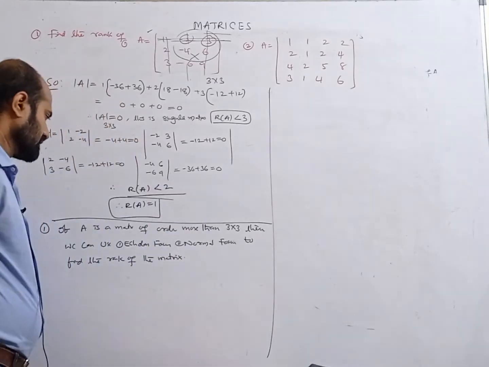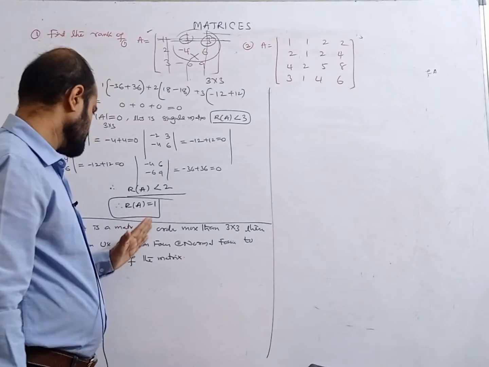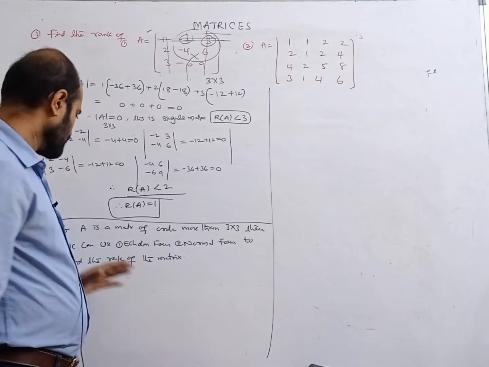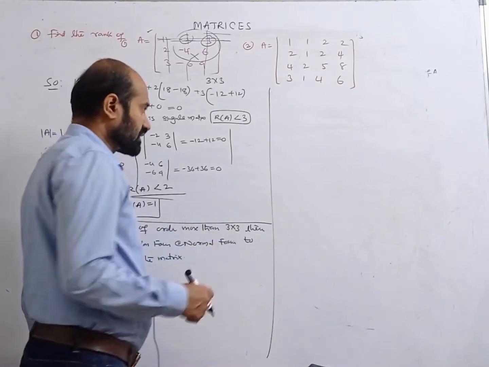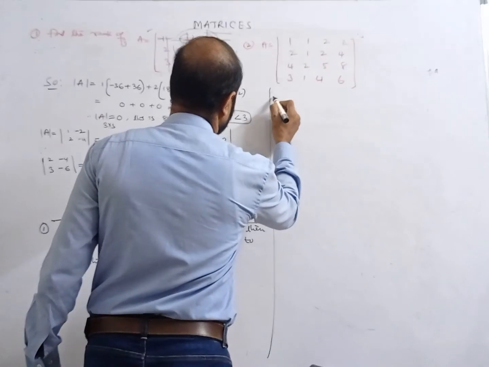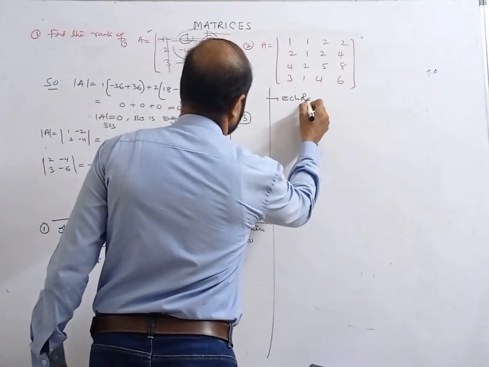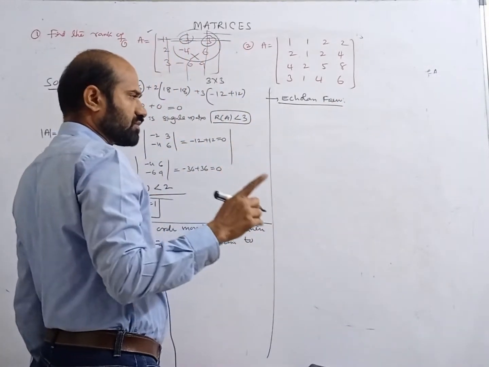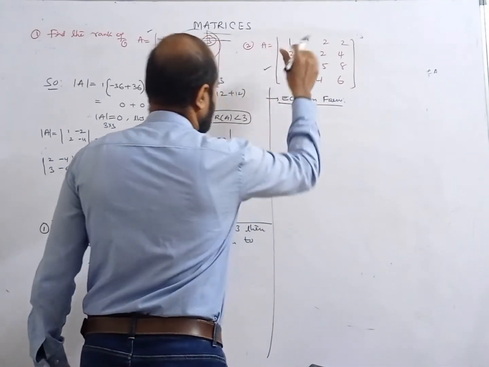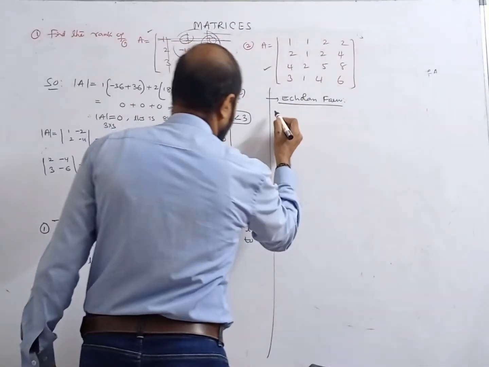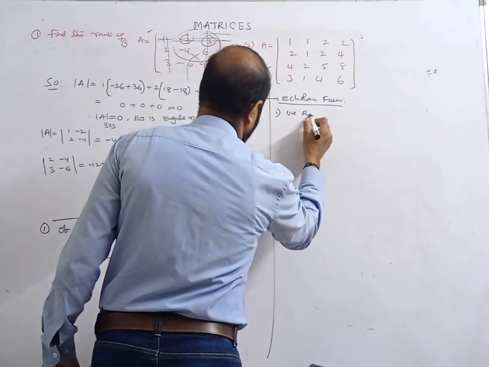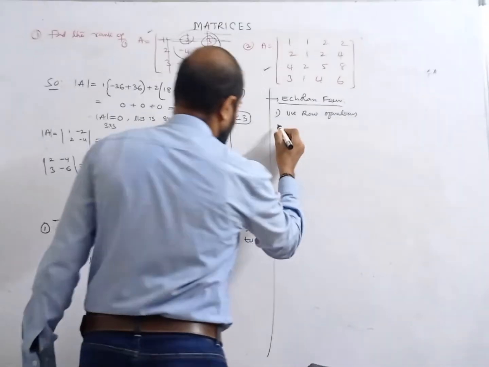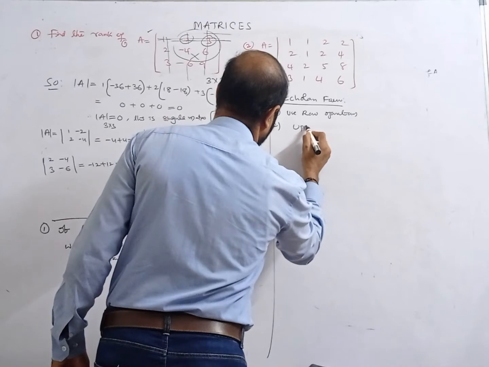So clear now? If it is 3 by 3, we can use this. If it is a matrix of order more than 3 by 3, such as 3 by 4 or 4 by 4, then we can use the echelon form method, right? Now let us see what echelon form is. In echelon form, the procedure is: if any matrix A is given, the first step is to use only row operations. The second step is to bring this matrix into upper triangular matrix.